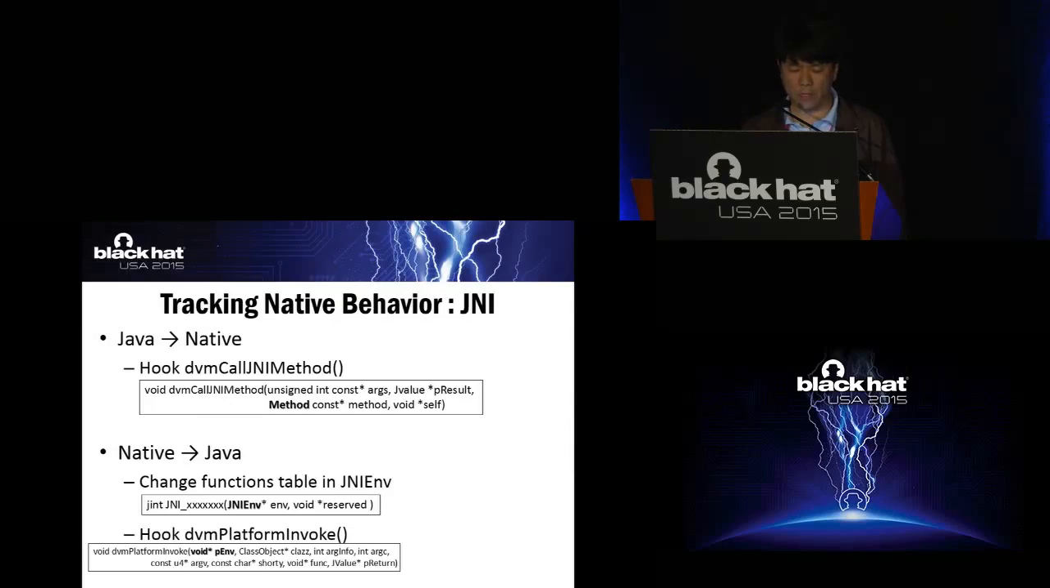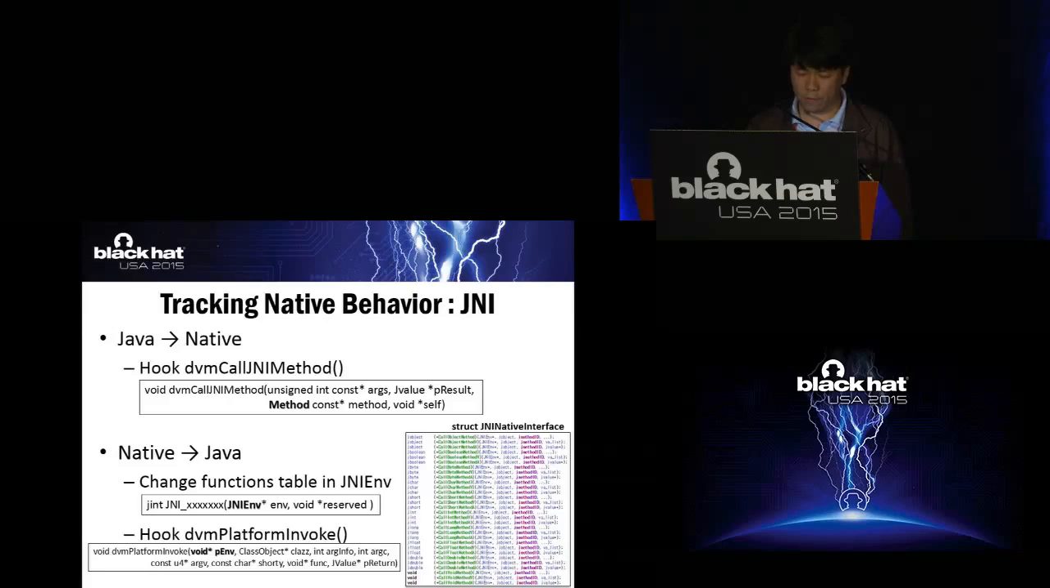In order to call a Java method in a native function, JNIEnv structure is required. JNIEnv structure has a function table to call a Java method. The name is JNINativeInterface structure. The function table looks like this. If you change this function table, you can hook the Java method called by the native function. For changing this function table, I hooked dvmPlatformInvoke function. dvmPlatformInvoke function gets JNIEnv structure as parameter. So you can change a JNINativeInterface.